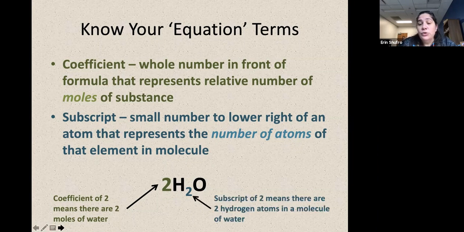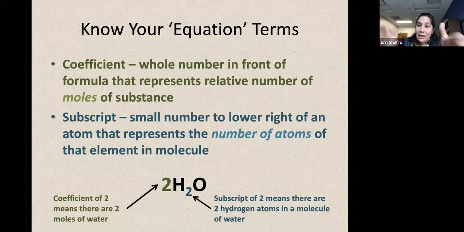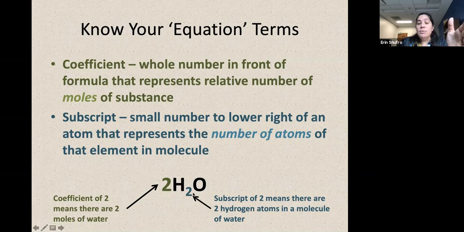The little 2 in blue is a subscript. This subscript indicates that there are 2 hydrogen atoms in a molecule of water. So the little subscripts indicate the relative number of atoms within your molecule. The big number outside of the molecule is called a coefficient, and that indicates relative amounts of the molecules. This refers to the amount of molecules, and this refers to the number of atoms within your molecule.